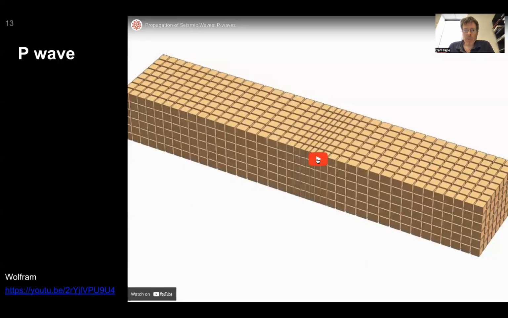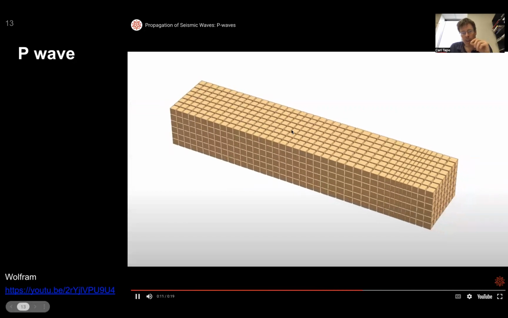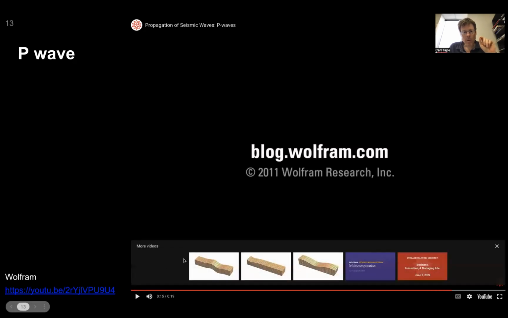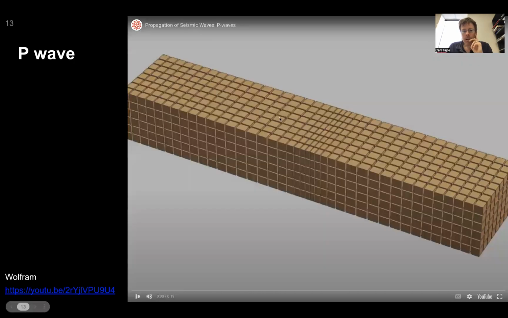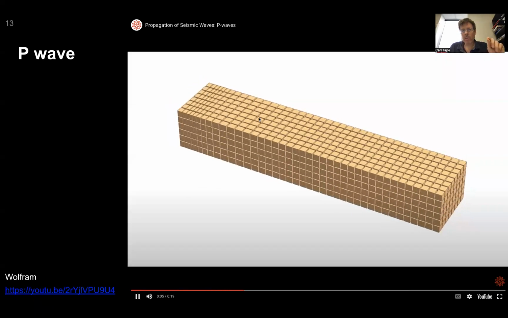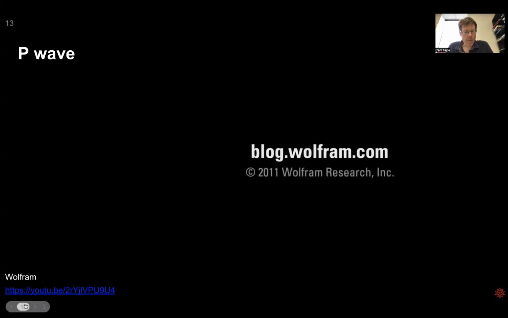So you can look at an animation from YouTube showing what the P wave motion is. And what you can see about a P wave is that if you're a particle or a piece in here, you move in the same direction that this wave is propagating. So the particle motion is parallel to the direction of the wave propagation. The wave is propagating in this direction, and if you were in this little block, you'd be moving in the same direction of the wave propagation.